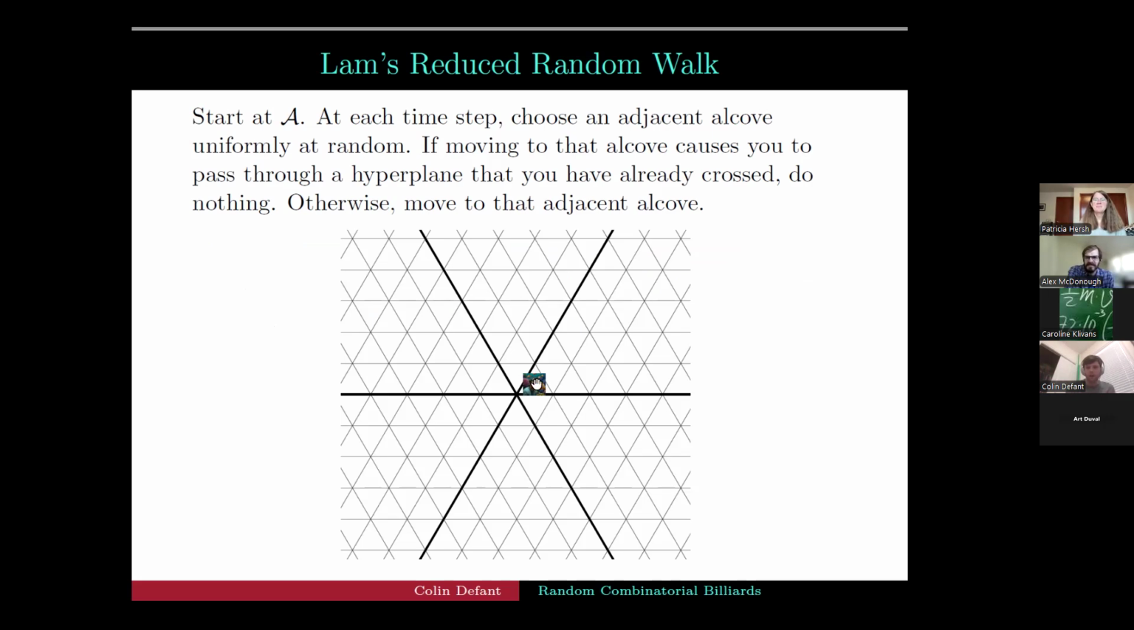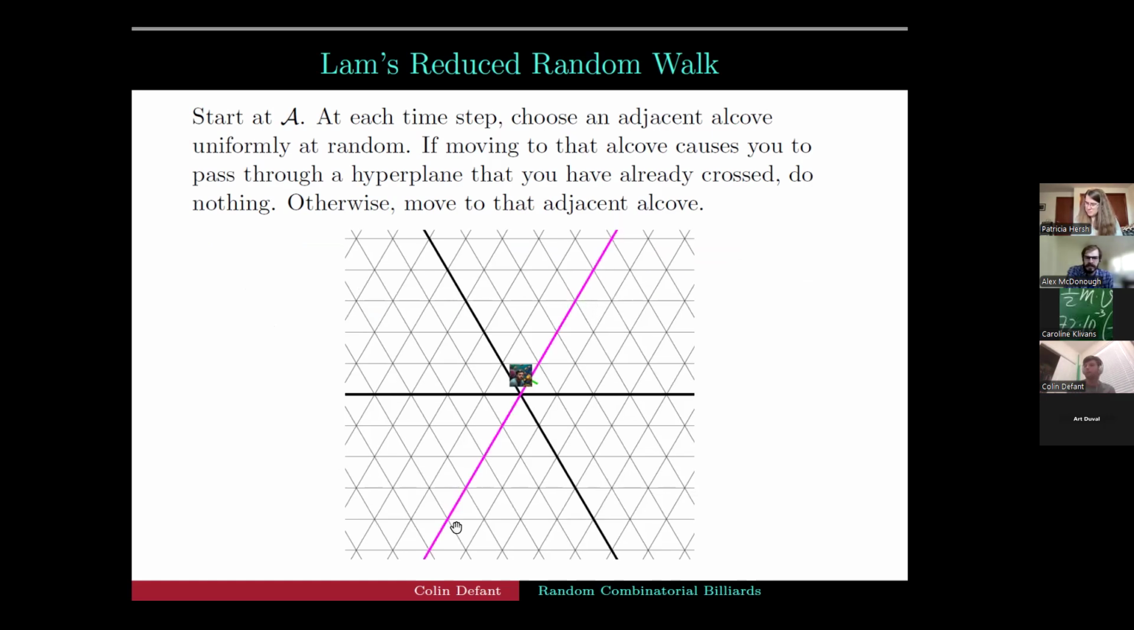So anyway, we're going to start at the fundamental alcove here, and we're going to pick an adjacent alcove uniformly at random. So let's say I pick this one here. So I'm going to walk into that adjacent alcove, and I'll color this line pink to represent that we've crossed through that line. Okay, so now, again, I choose an adjacent alcove uniformly at random. Maybe I pick this one here. So I'll walk there, and I'll color this line pink. Now, again, I choose an adjacent alcove. Maybe I pick this one. But if I pick this one, I'm not allowed to move there because I can't go back through the pink line. So in this case, I just stay still.